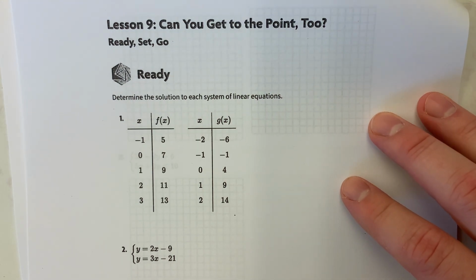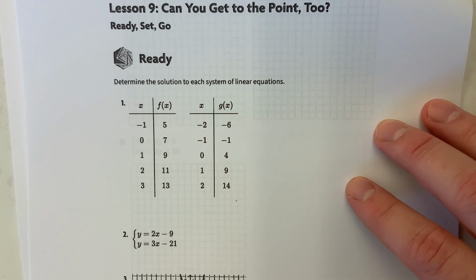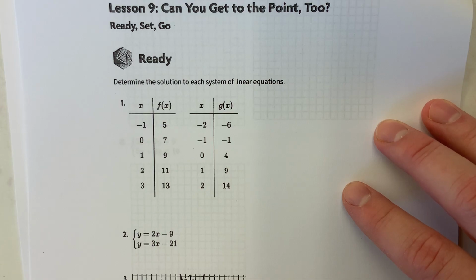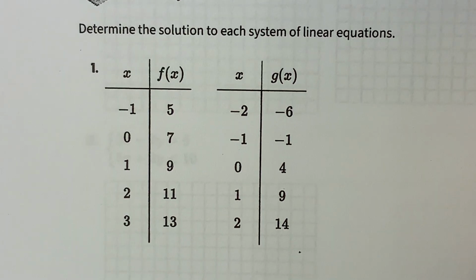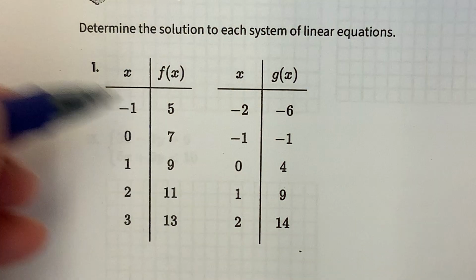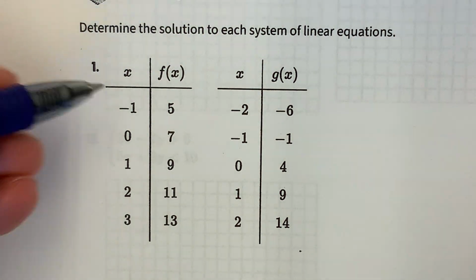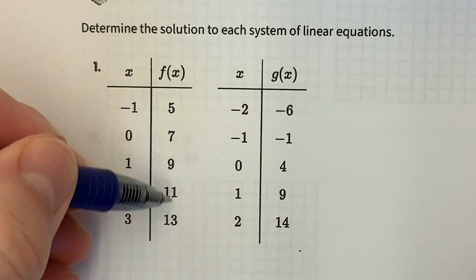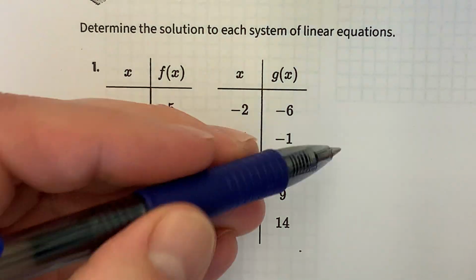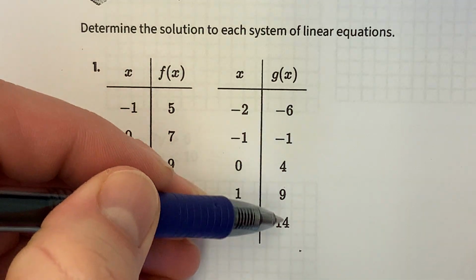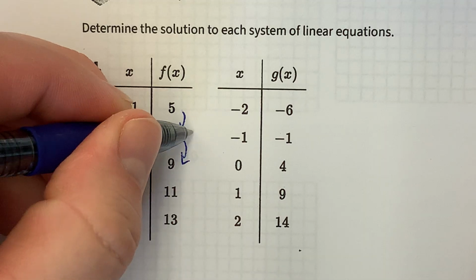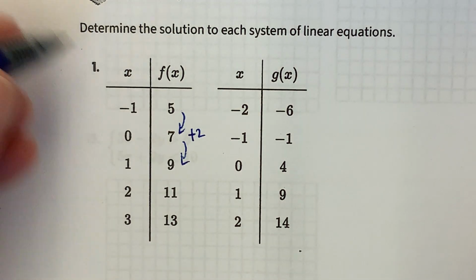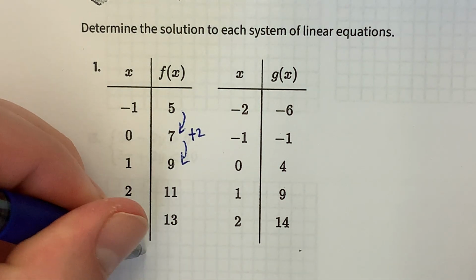First part, lesson 9, determine the solution to each system of linear equations. So if you look carefully, you can see that these two have patterns. And you can look right here to determine what this pattern is. And you can look right here to see what this pattern is. So it looks like this is growing by 2, which is the same thing as y equals 2x.